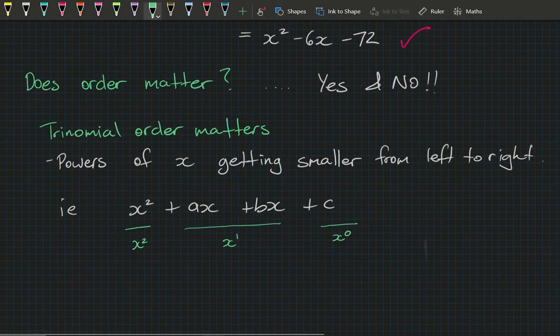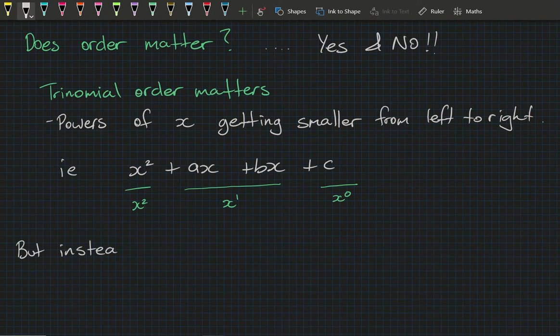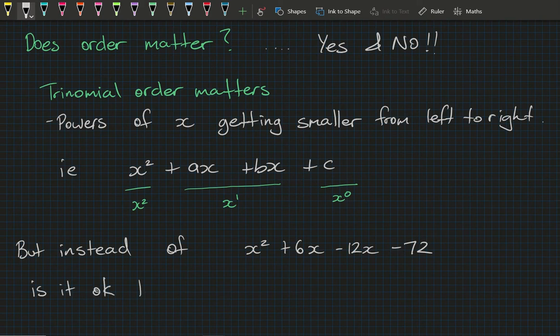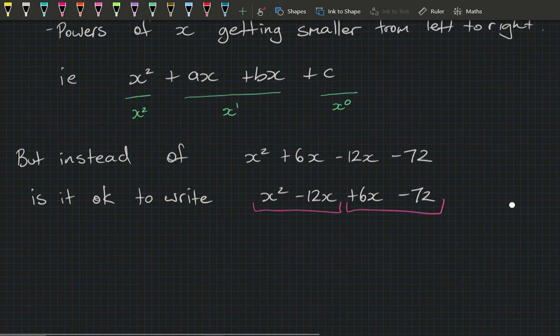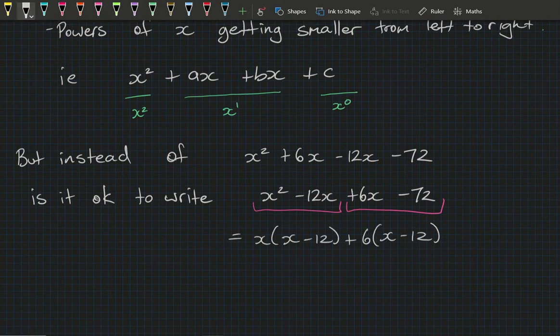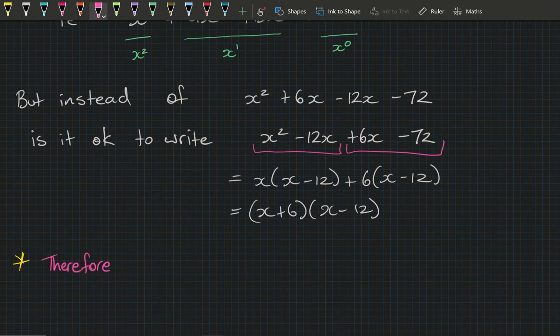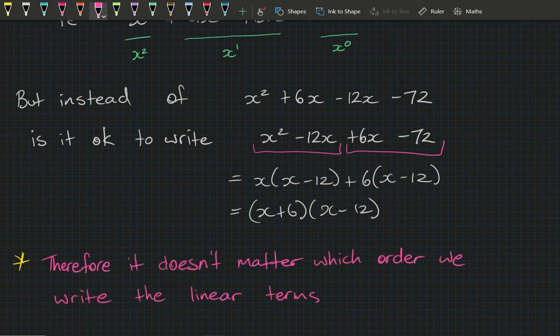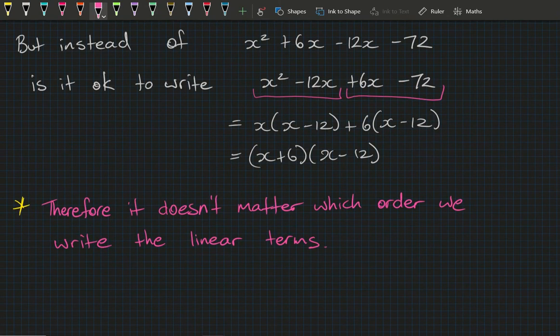But what about if instead of writing x squared plus 6x minus 12x minus 72, is it okay to write x squared minus 12x plus 6x minus 72, i.e. swap around 6x and minus 12x? Let's test that out by grouping them, then taking out the common factors of both of them, and we end up with x plus 6 times x minus 12, which is exactly the same answer. Therefore, it doesn't matter which order we write the linear terms. And by linear, I mean x to the power of 1.